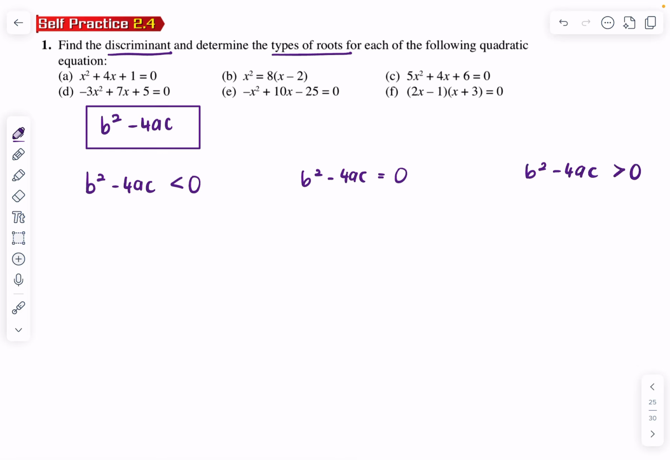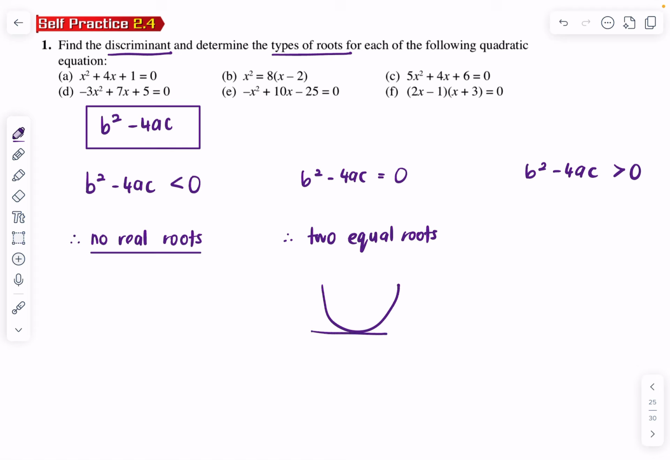So if it's less than 0, the type of roots will be no real roots. So you will get imaginary roots lah. But you just have to remember there are no real roots. If it's equal to 0, it will be two equal roots. That means if this is your curve, you will get two equal roots. That means your x is, let's say, 2. So our equation will be x minus 2, x minus 2. So your roots will be 2, x is 2. So you get two equal roots lah.